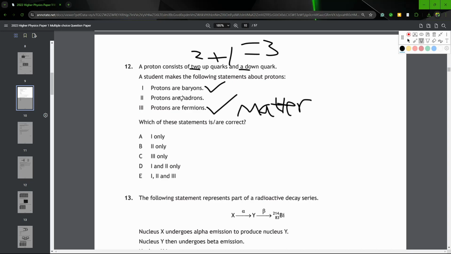And then last one, hadrons. Well, hadrons are just composite particles made out of quarks and gluons. They're basically just quarks. And well, yeah, we put some quarks together. Of course, it's going to be hadrons. So yep, all of these are correct. So it's E.